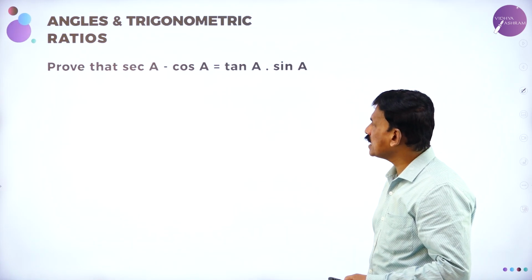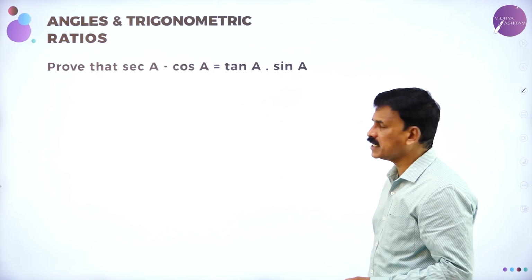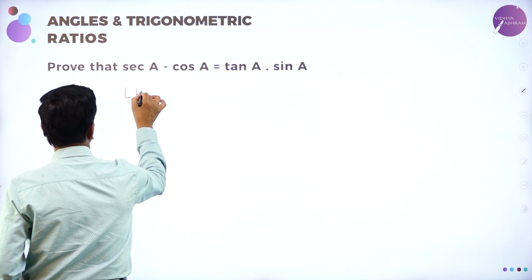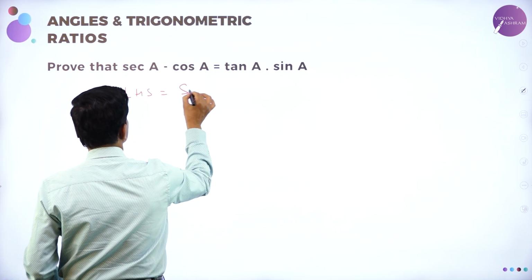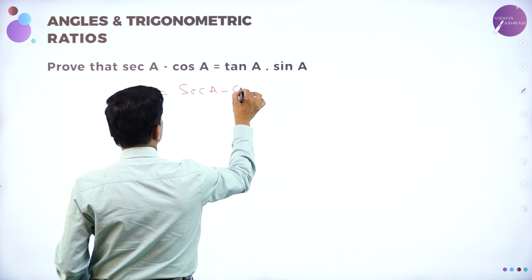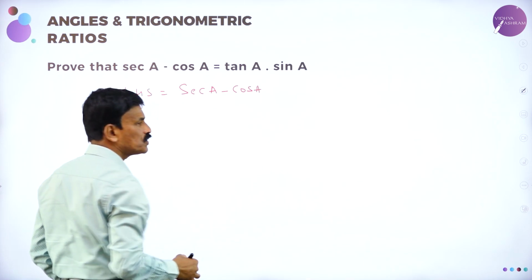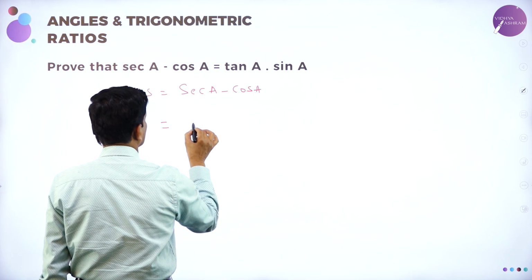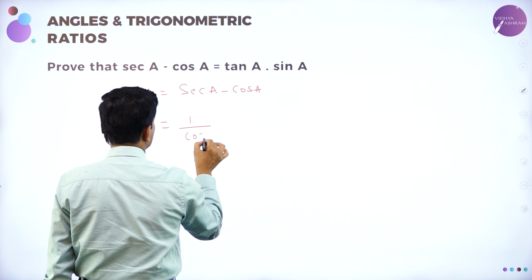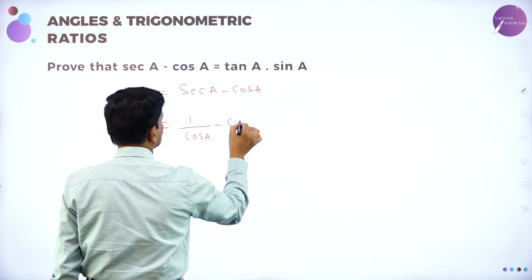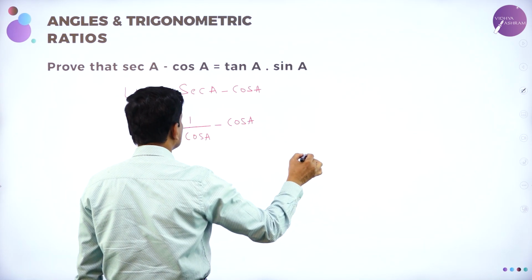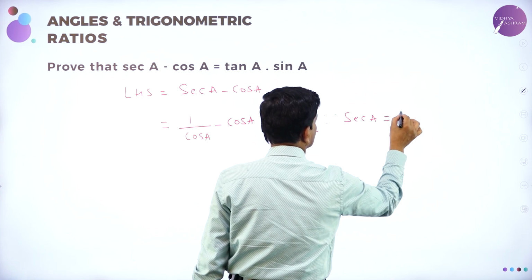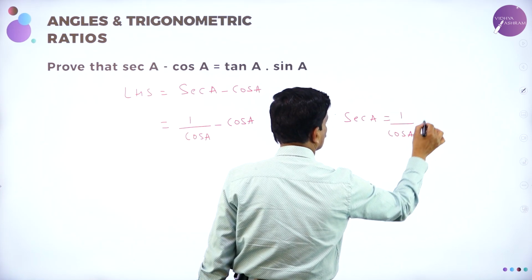Prove that secant A minus cos A is equal to tan A into sin A. Now take LHS. What is LHS? LHS is secant A minus cos A. Now what is to prove? Tan A into sin A. Now secant A can be written as 1 by cos A minus this cos A as it is, right? Because you know the reciprocal relation for secant A is 1 by cos A.